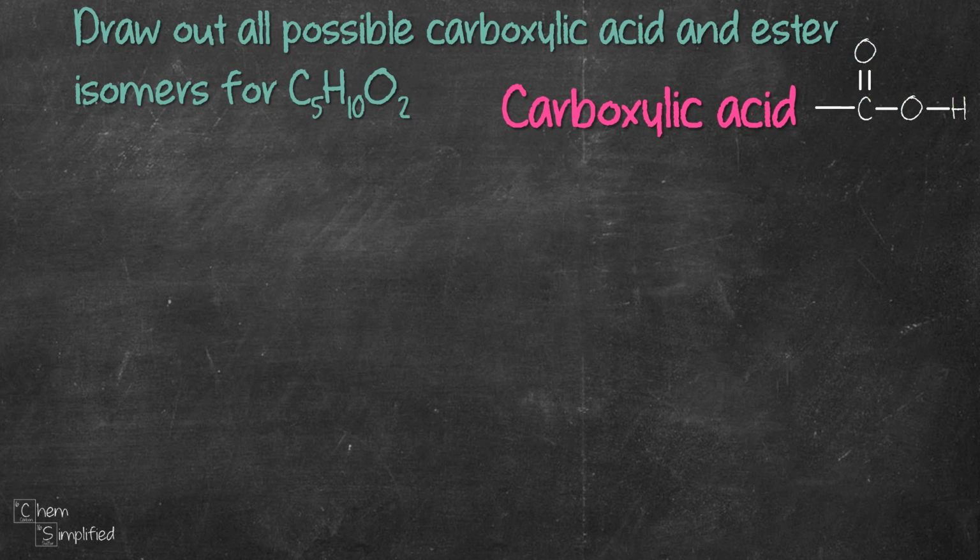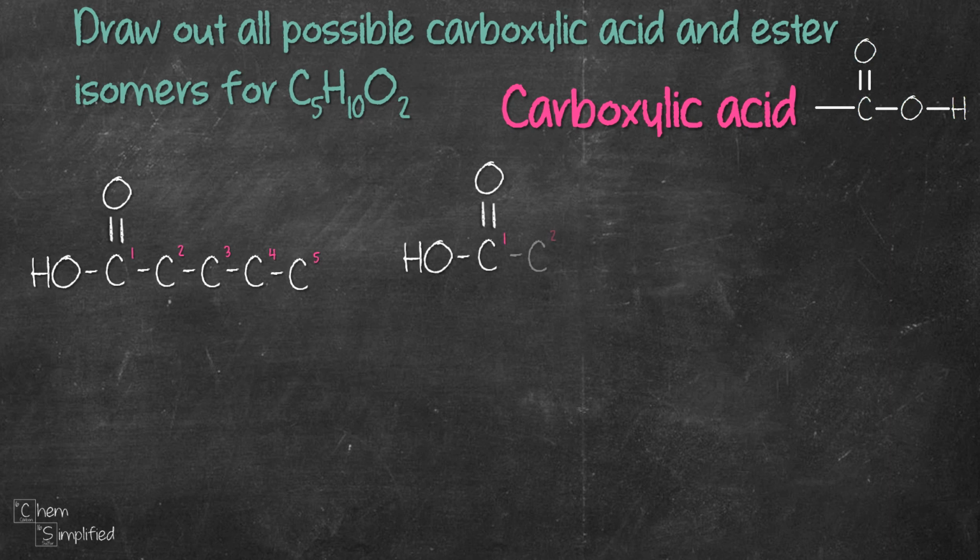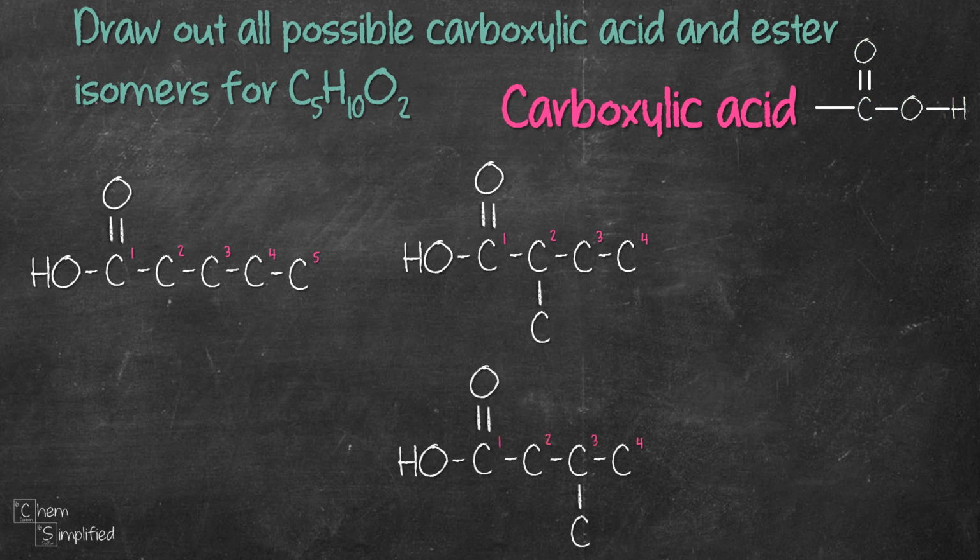Since we have 5 carbons, let's place the COOH group at the beginning, and then we'll add in the remaining carbons in a row like this. That's our first carboxylic acid isomer, having a 5 carbon chain. It's a 5 carbon chain because there are 5 carbons connected straight in a row. Now, instead of placing all 5 carbons in a row, we can place 4 in a row, and then we will stick the 5th carbon like this on carbon 2. This will give us another isomer. And if we were to stick the 5th carbon on carbon 3, we will get yet another isomer.